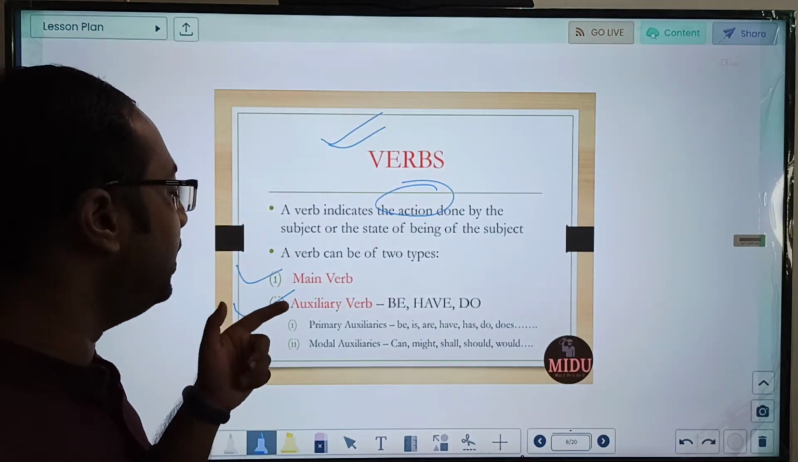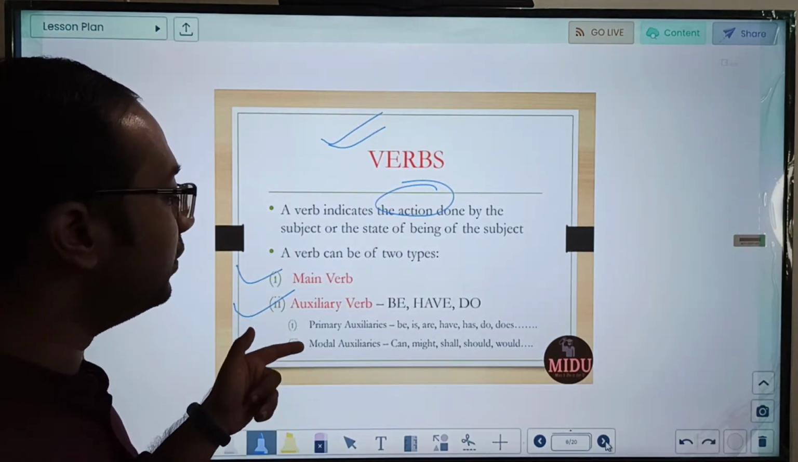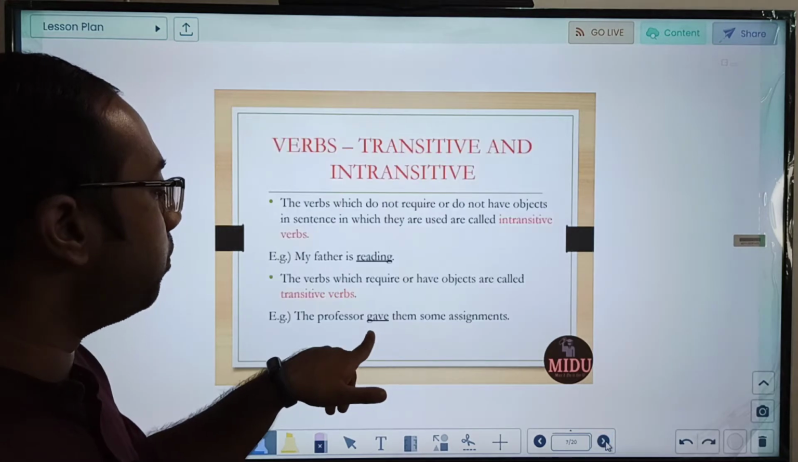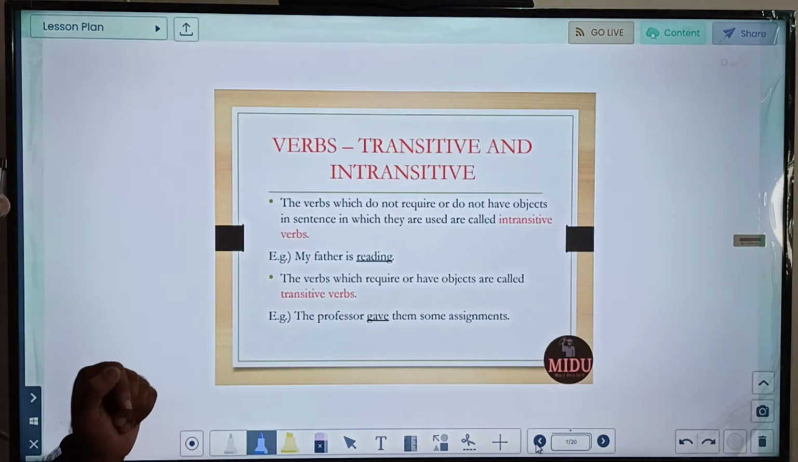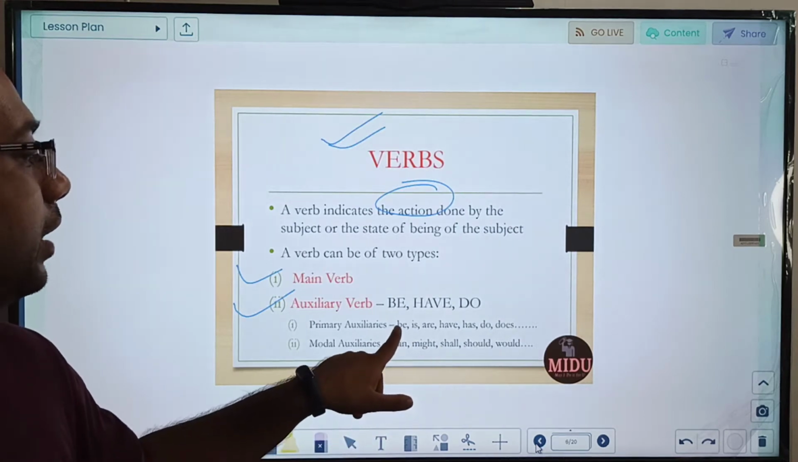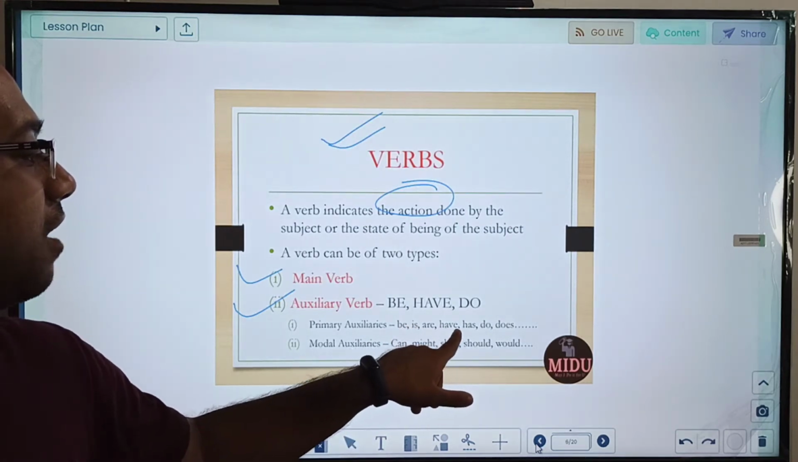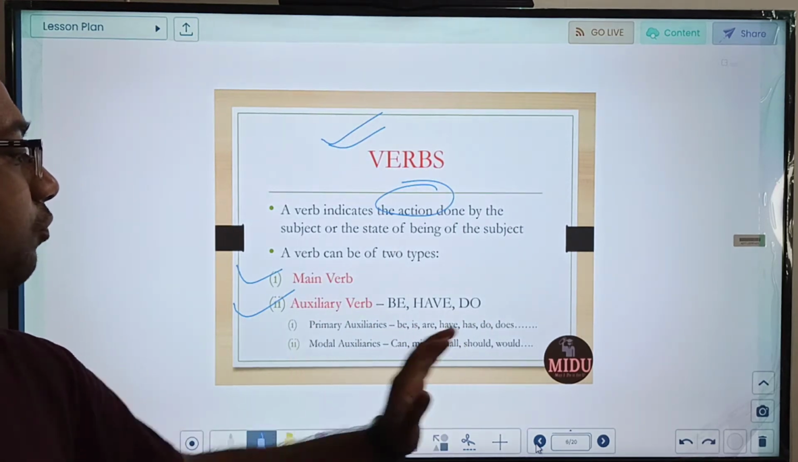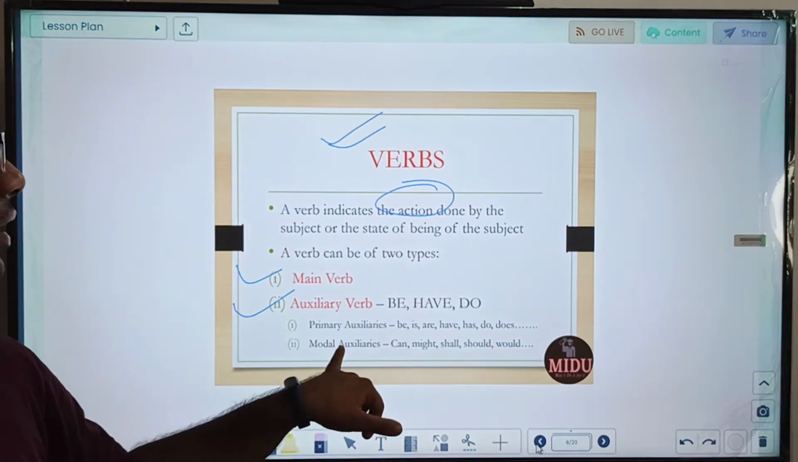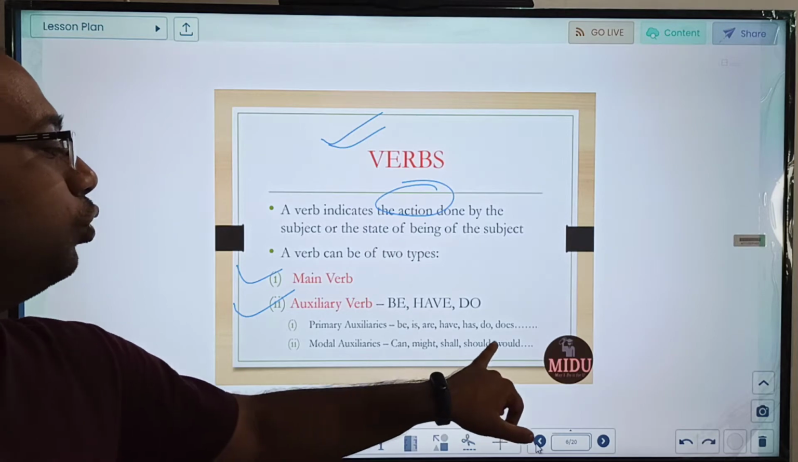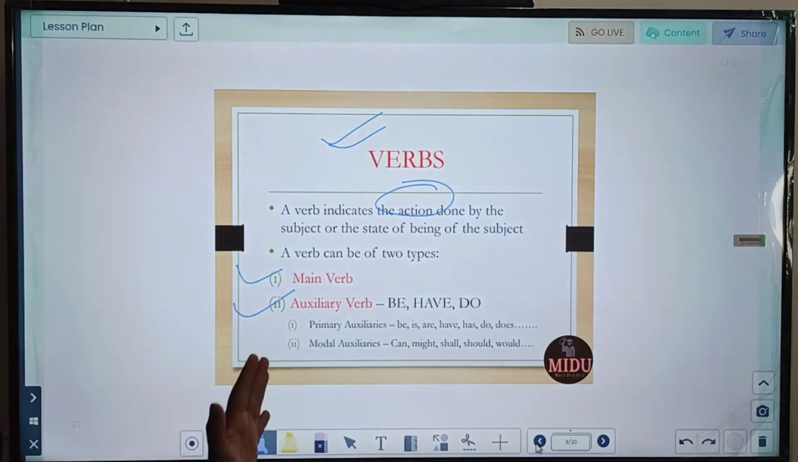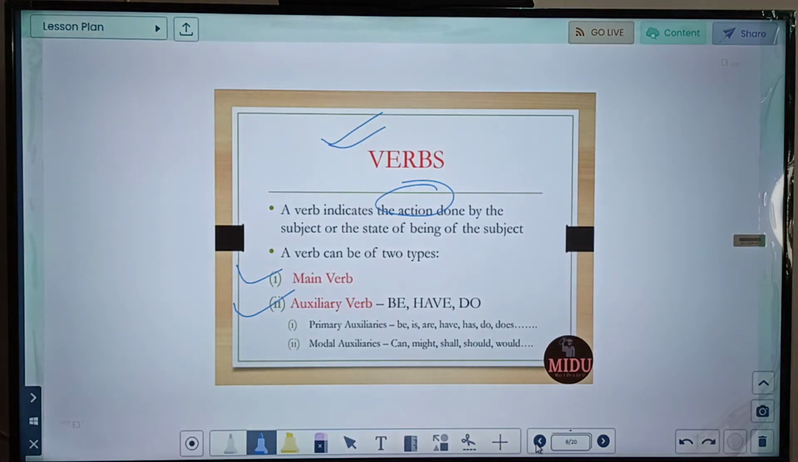These auxiliaries can again be divided into primary auxiliaries and modal auxiliaries. Examples of primary auxiliaries are be, is, are, have, has, do, does. All these are forms of primary auxiliaries. And modal auxiliaries are forms like can, might, shall, should, would, could. All these forms are modal auxiliaries. Now let us see the next part.